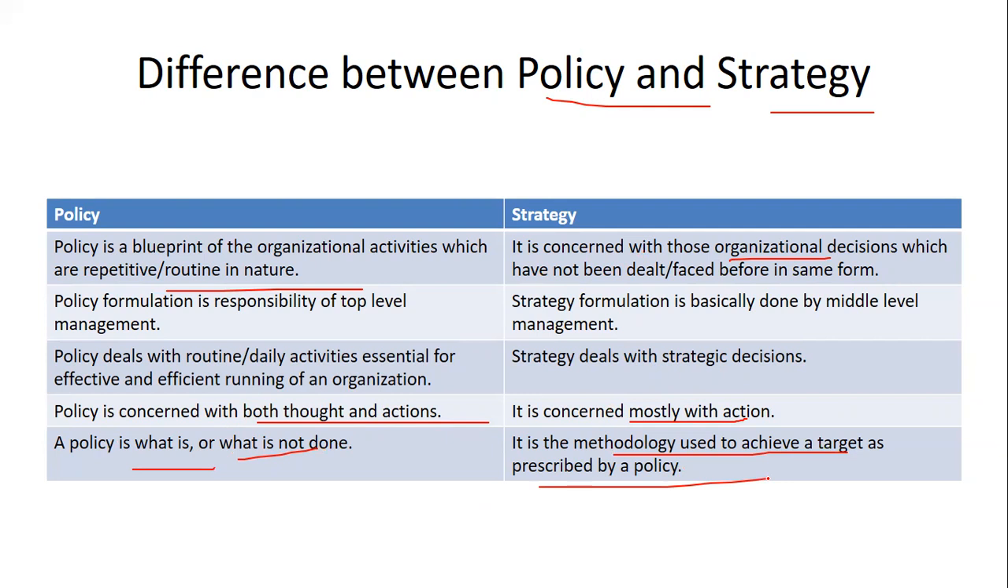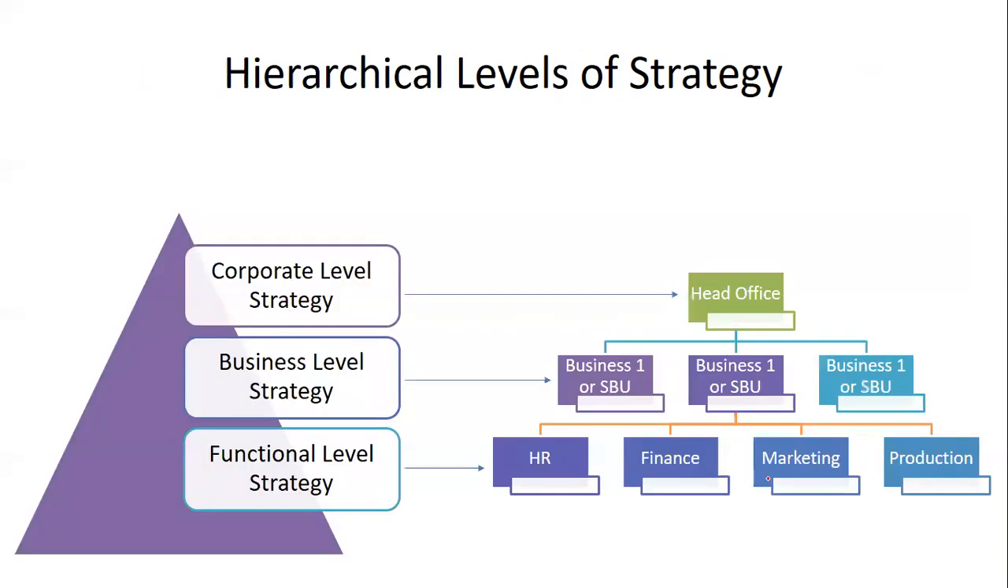Policy can be initiated by the top level management. Strategy can be basically done by the middle level management. One is as in daily activity, that is the policy, whereas one is about the strategic decisions depending upon the organizational goals. And next, we have hierarchical levels of strategy.